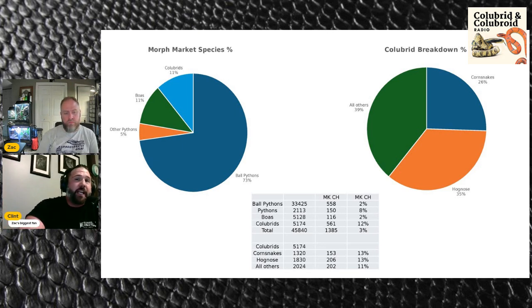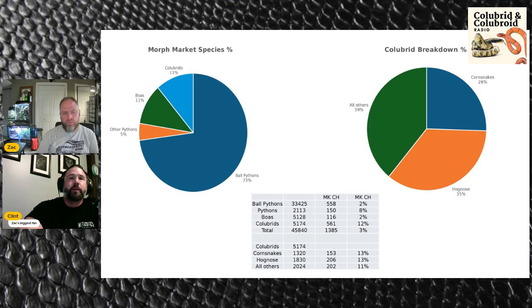As far as the change, we have every category jumping up from the last show. So ball pythons increased 2%. That was 558. They currently have 33,425 listed. All other pythons jumped up 8%. That was a 150 animal increase. Boas only 2%, a 116 animal increase. But if you recall, boas were the ones that were creeping up first before anything else started to increase.